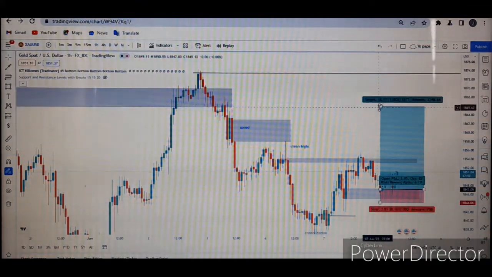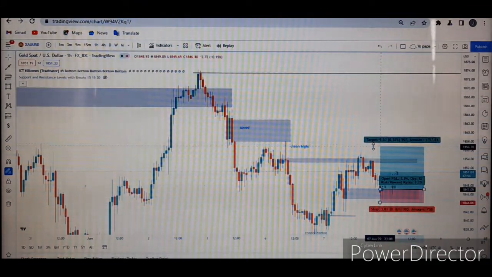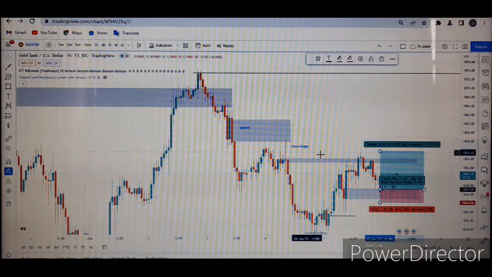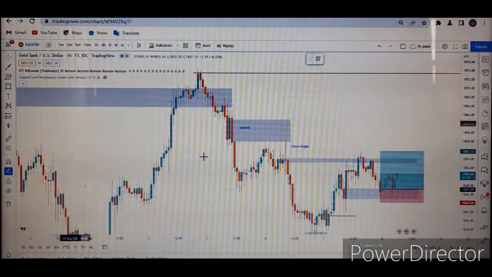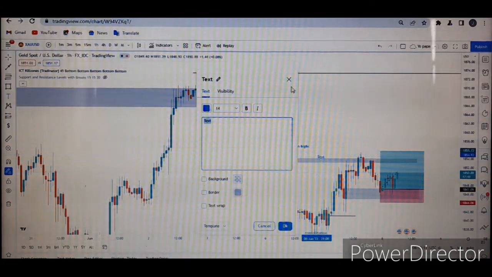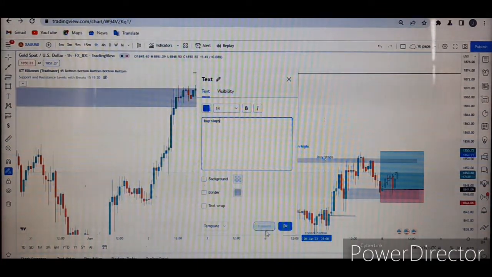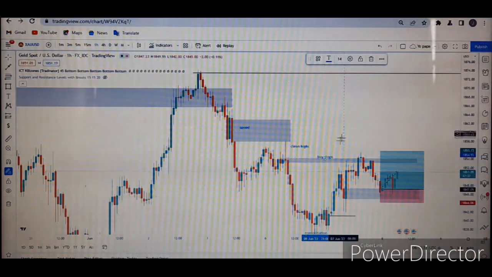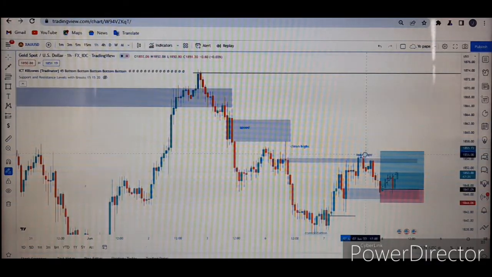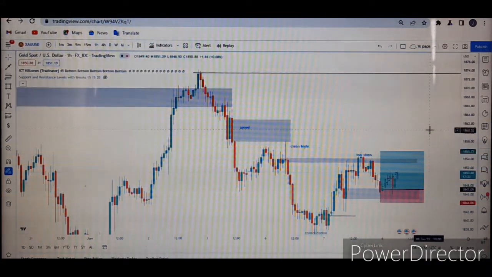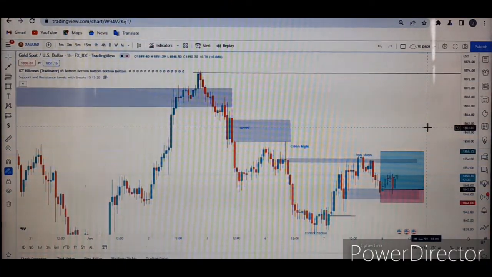But for now we're waiting for the market to come to these highs, because we know we have buy stops here, we have buy stops here, and the market has to take it. The only thing that we need is just to be in sync with the market. We need to be in sync with the market makers, you know.